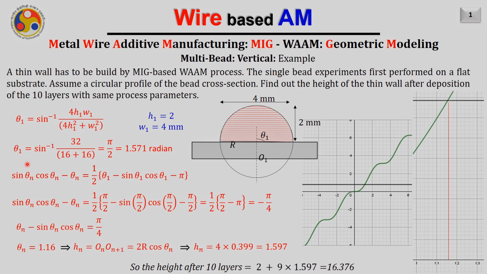Now, we can easily find out the value of the angle subtended by a deposition on the nth layer at the center of the deposited bead. We already derived this equation in the last slide, and now by utilizing it we will find the value of theta n. We know the value of theta 1, so let us substitute it in the right hand side expression, which will then have a minus pi by 4. Further simplifying, the final equation is theta n minus sine theta n cos theta n equals pi by 4. Now we have to find the value of theta n.